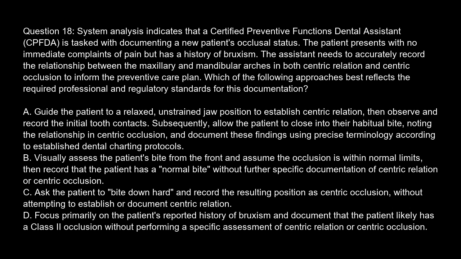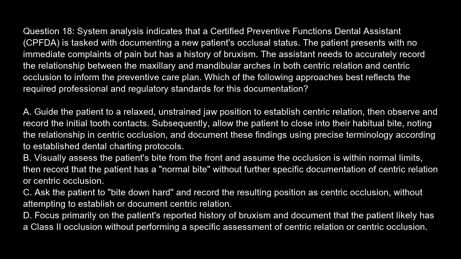Option B. Visually assess the patient's bite from the front and assume the occlusion is within normal limits, then record that the patient has a normal bite without further specific documentation of centric relation or centric occlusion. Option C. Ask the patient to bite down hard and record the resulting position as centric occlusion without attempting to establish or document centric relation.